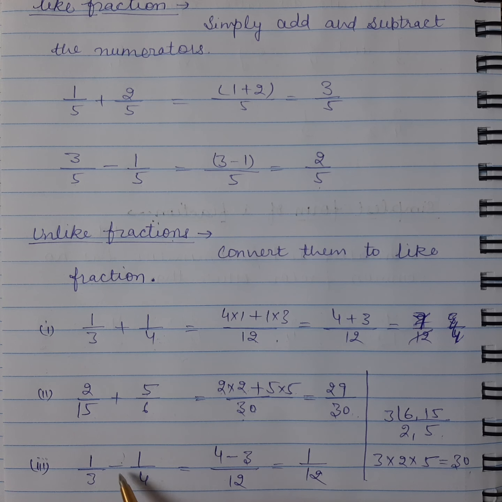So 1 by 3 minus 1 by 4 will be, if we take the LCM of 3 and 4, which is 12, the numerator will be 1 multiplied by 4, because 3 is multiplied by 4 to get 12. So 4. And then 4 is multiplied by 3 to get 12, so we have to multiply the numerator by 3 as well. So 1 multiplied by 3. So we can directly write 4 minus 3, or 1 by 12.